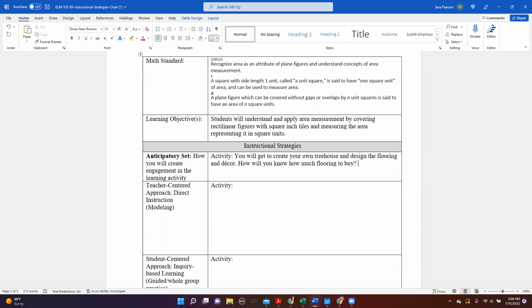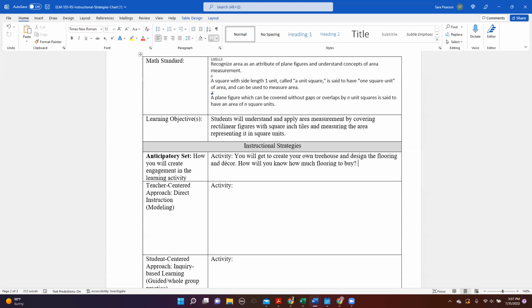It is not starting the lesson yet. It's just that engaging way to get them excited for the learning that they're going to have. All right, so then you go into your teacher-centered approach. Now, how am I going to teach or directly instruct students to be able to measure the area of a rectilinear figure like I put in my objective?